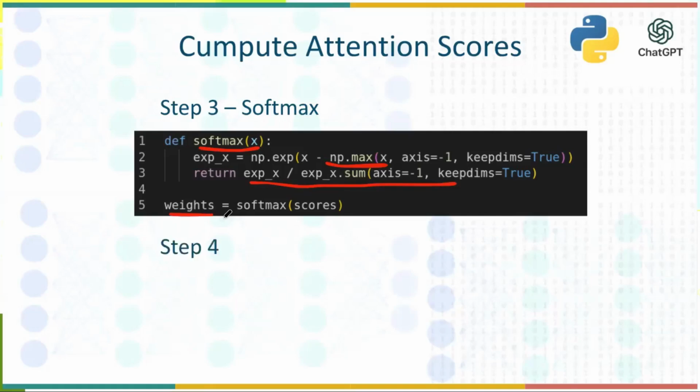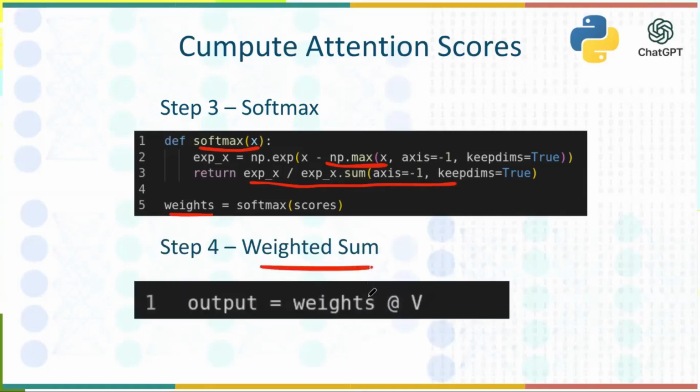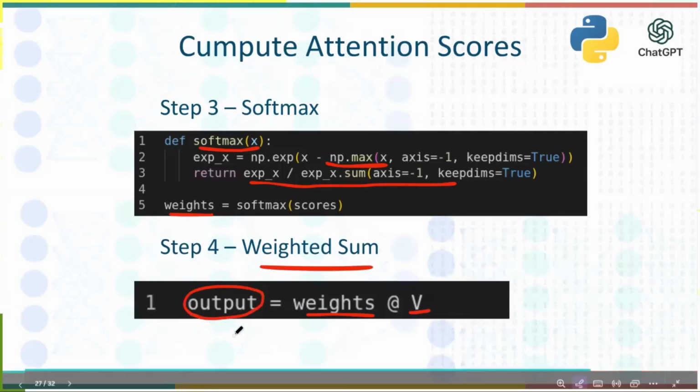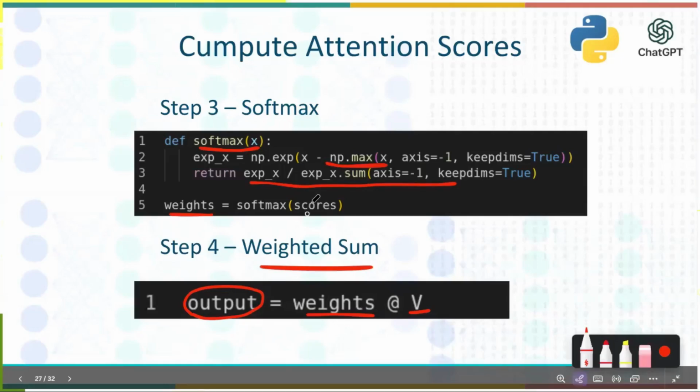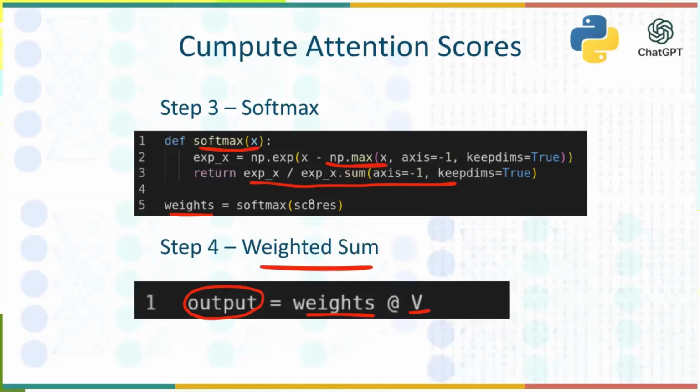Finally, we combine the attention weights with the values. We do this by multiplying the softmax weights by V. The result is a new set of token representations. These are context-rich embeddings that blend information from across the entire sequence. In other words, each token is no longer isolated. It now carries knowledge about the other tokens it decided to focus on.